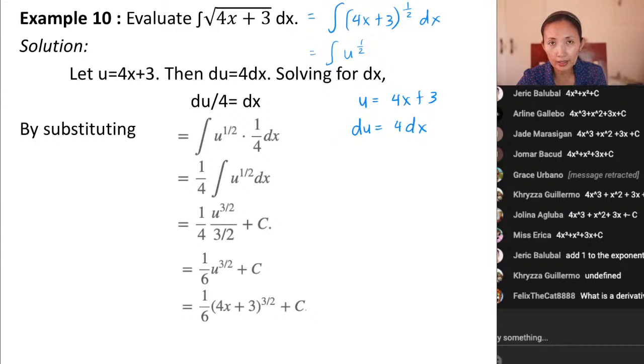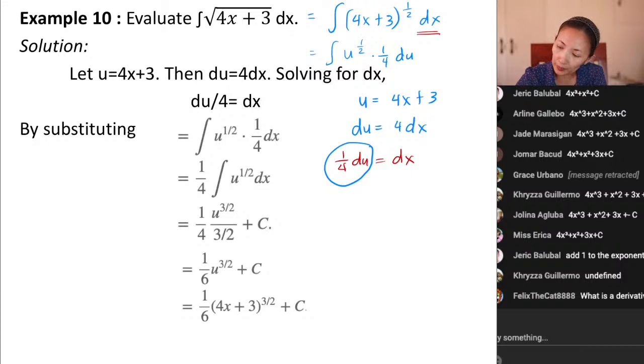But how about dx? From here, we found out that du is equal to 4 dx, but I want dx alone. So, to get dx, we simply divide both sides by 4. So 1/4 du is equal to dx. So that means I could express dx in terms of 1/4 du. So times 1/4 du. I hope you could follow.